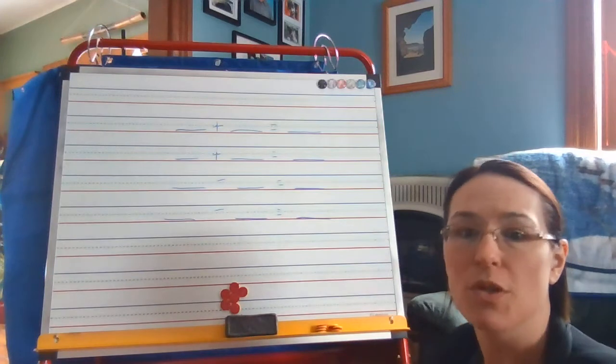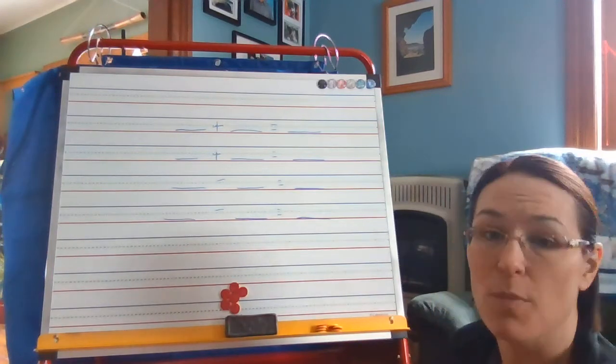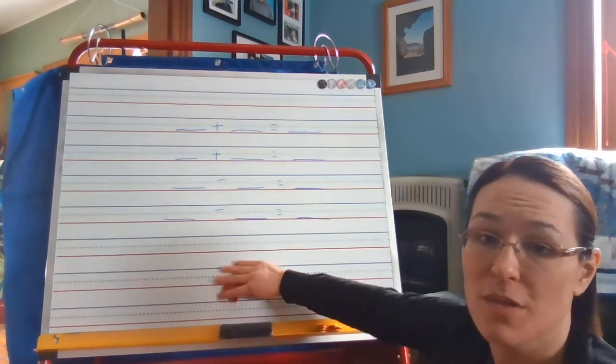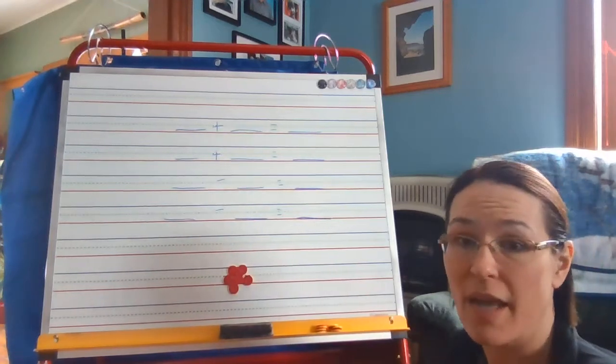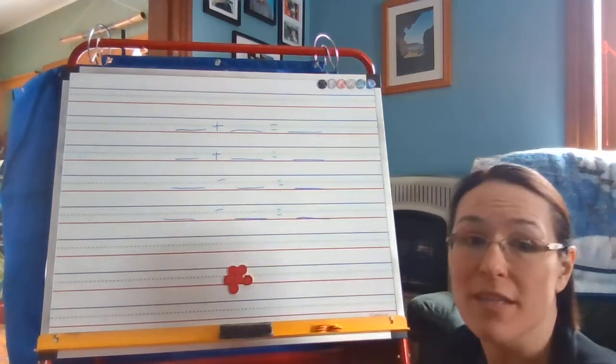And then read the story through again and let them work through the numbers with the manipulatives or in their head, fingers, any way. And then they can try and write the sentences.